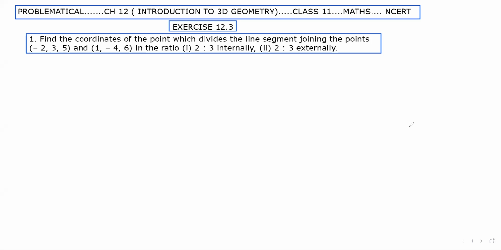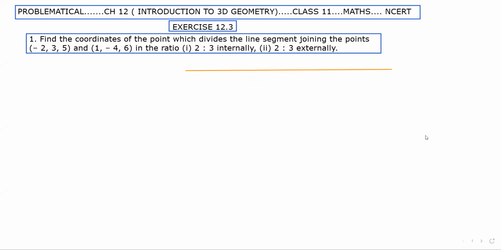Today we'll be discussing exercise 13.3 from class 11th Maths NCERT. The first question is, find the coordinates of the point which divides the line segment joining the points (-2, 3, 5) and (1, -4, 6) in the ratio 2:3 internally and then 2:3 externally.